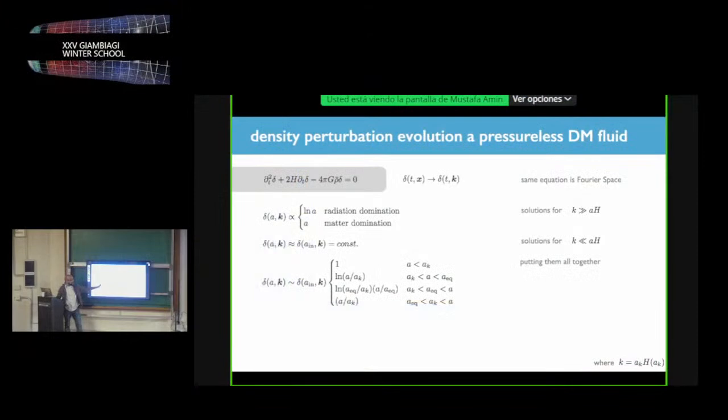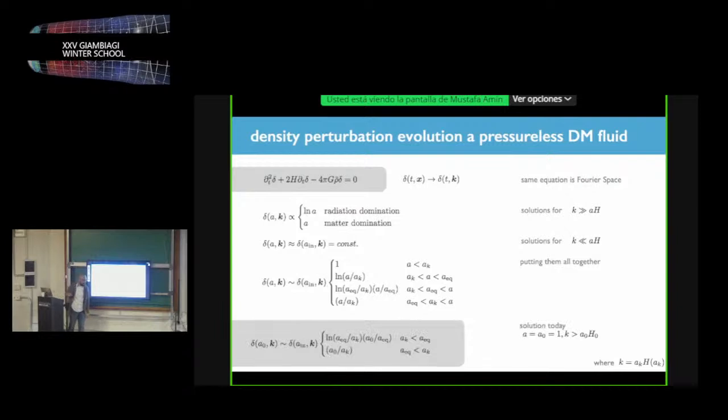All right, so this is what this slightly complicated looking thing is. It's just what I drew right there. Now, if you're just interested in what is happening today, think about the following. You started out with the mode outside the horizon with some amplitude, whatever it was set up to be. It's that constant. Then, depending on when it enters the horizon, it evolves. If you just want to know what the amplitude of the mode is today, you plug a equals a_0, where a_0 is 1, and you just ask what the solution is. And this is what it looks like. It has one part logarithmic plus the linear growth. The other part is just a linear growth, depending on when it enters.